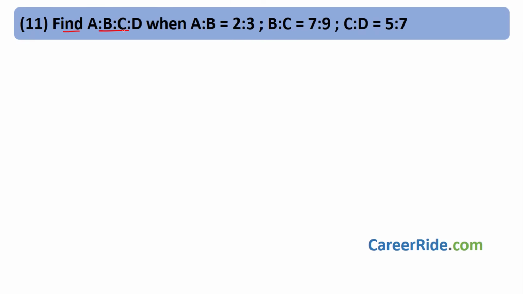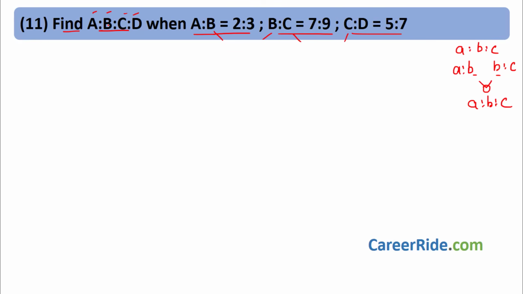Find A is to B is to C is to D when A is to B is 2 is to 3, B is to C is 7 is to 9, and C is to D is 5 is to 9. Now here lies a problem. What have we learnt up till now? If it is A is to B is to C, that means A is to B and B is to C, and if there are two different values of B, we can simply make the values common and then write A is to B is to C. But over here there are two different values for B, two different values for C, and it is not just A is to B is to C, it is A, B, C and D.